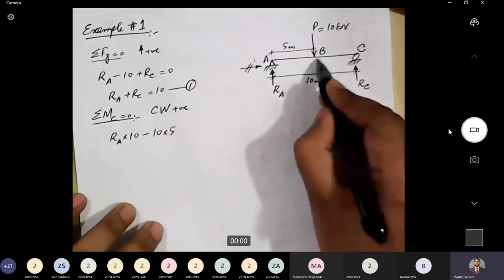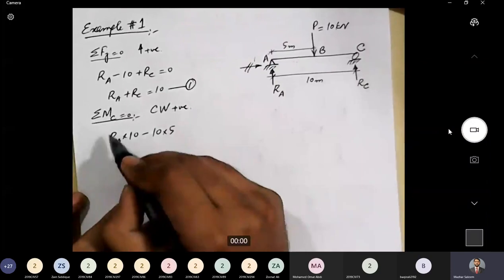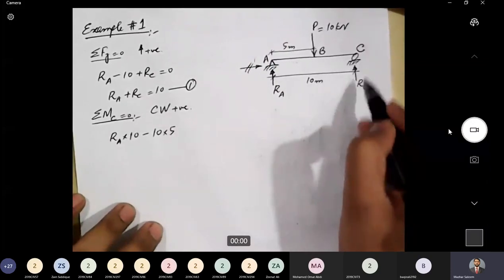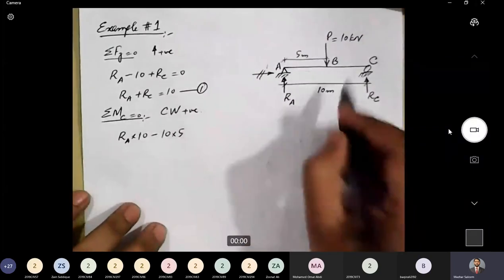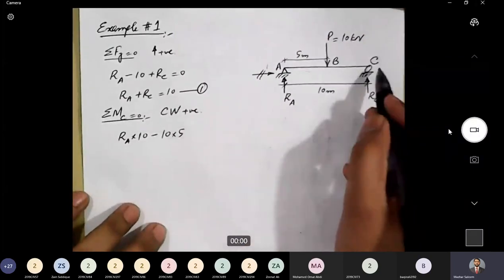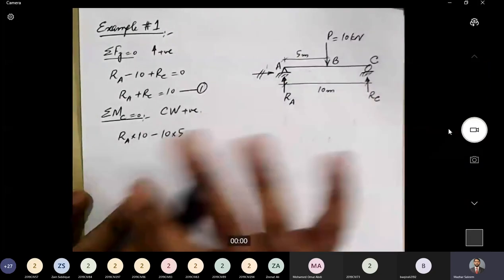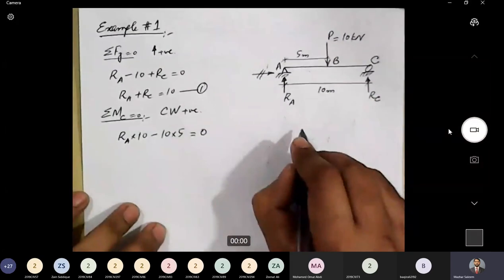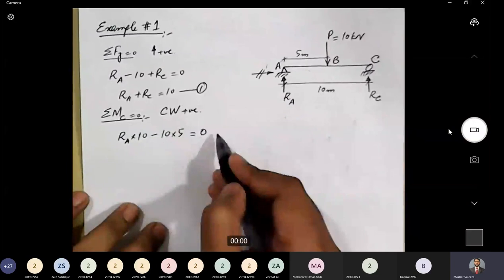What else? If we move in this direction, the next force that we see is RC. We are taking sum of moments about point C. So RC is passing through point C. And from the knowledge of our basic mechanics, we know that if any force is passing through a point, it cannot generate moment about that point because the lever arm is equal to 0. So we reach the end of the equation. RA into 10 minus 10 into 5 equals 0.